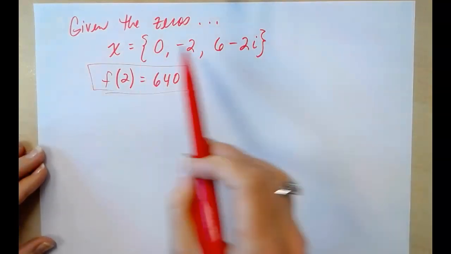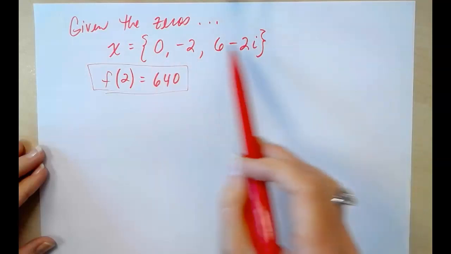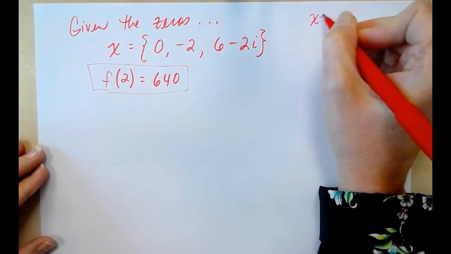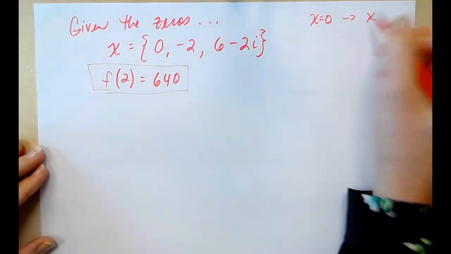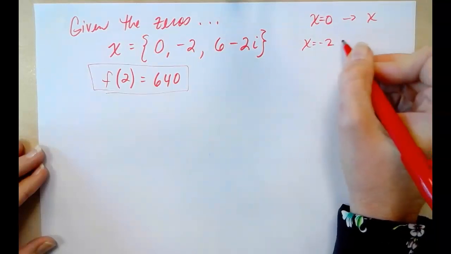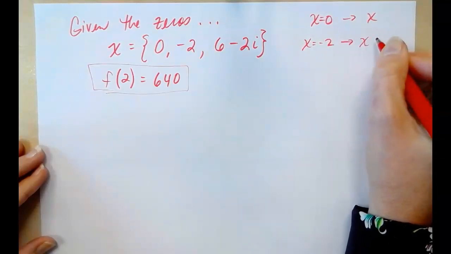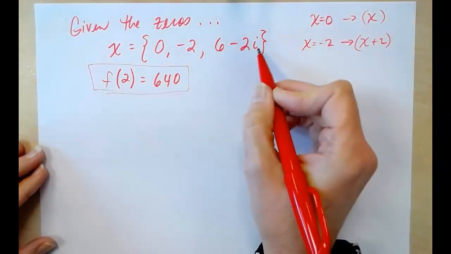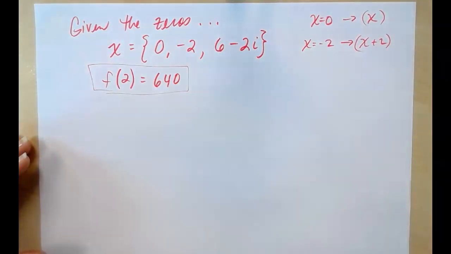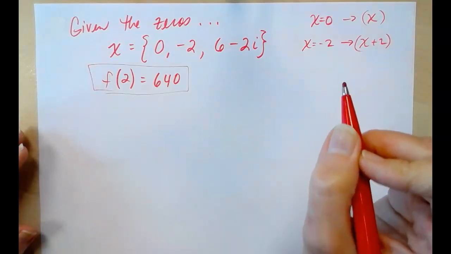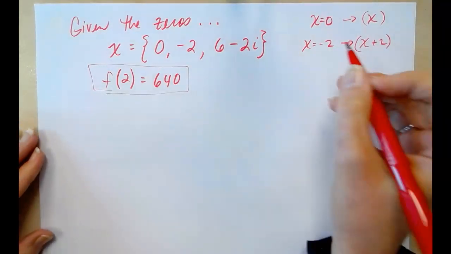Well, first of all, what are the factors that are going to yield these zeros? So first of all, x equals 0 means that we just have the factor x. x equals -2 means we're just going to have x plus 2 as a factor. And then this last one, remember what we talked about in class. Let's find out what the factor is based on inverse operations.